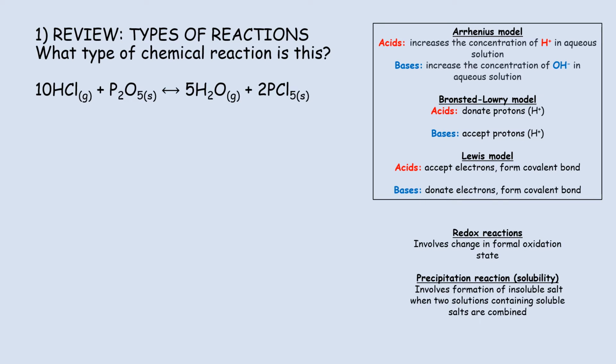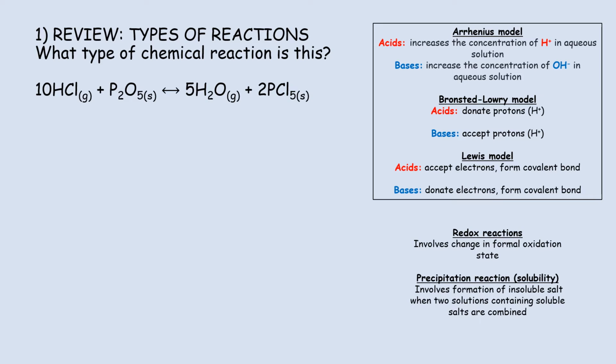So the last acid-base model here is the Lewis model. Lewis acids are electron acceptors, and Lewis bases are electron donors. When the base donates a pair of electrons, it forms a covalent bond with the acid. And an example of this would be hydroxide donating its electrons to carbon dioxide to form bicarbonate, which is HCO3-. So those are our 3 acid-base models.